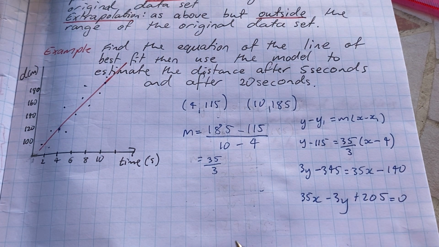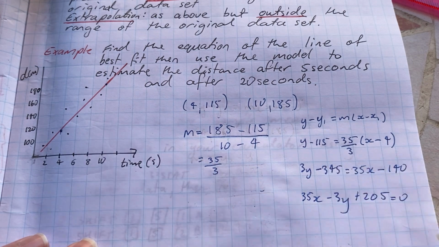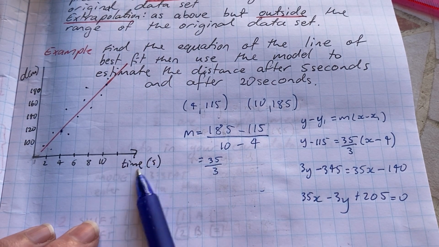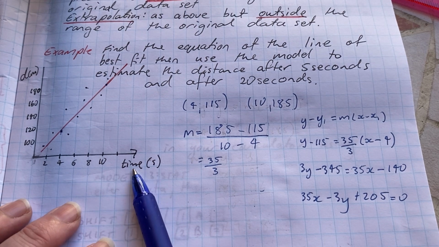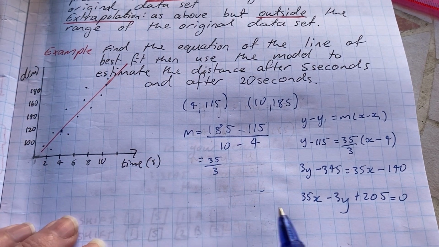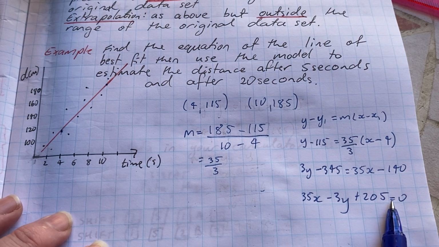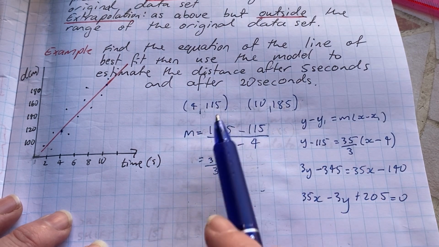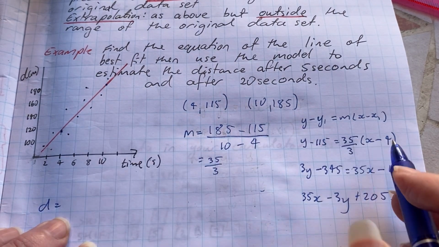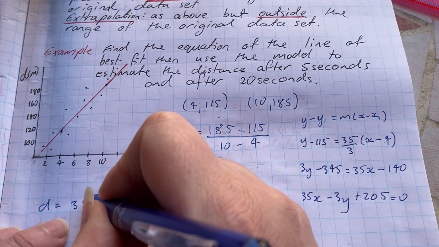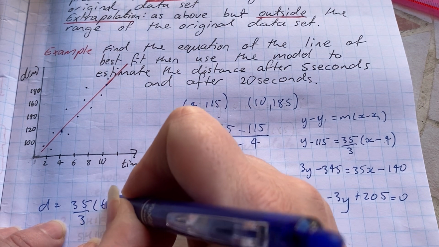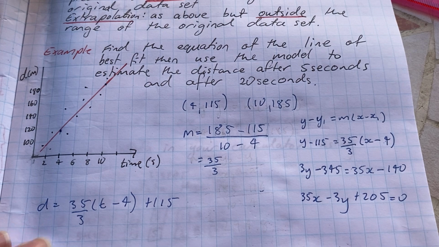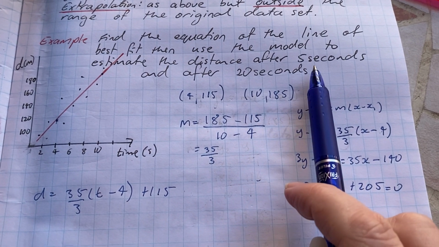Now we need to use that, so we're going to interpolate. Now when we do our interpolation, our x here, that was our time. I really should have used t and d. It may also be easier if it was in this form here to put these numbers back in. So I might just rewrite this as 35 on 3 (t minus 4) plus 115 to interpolate and extrapolate.